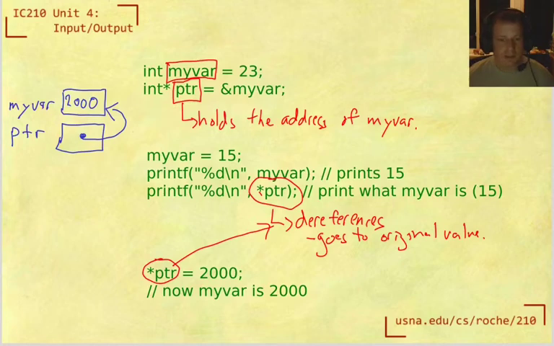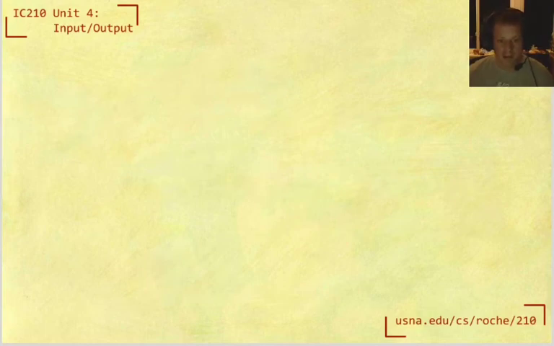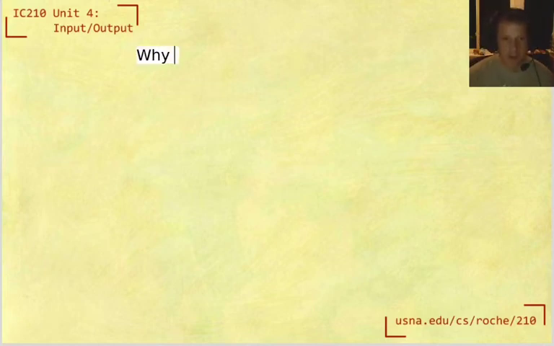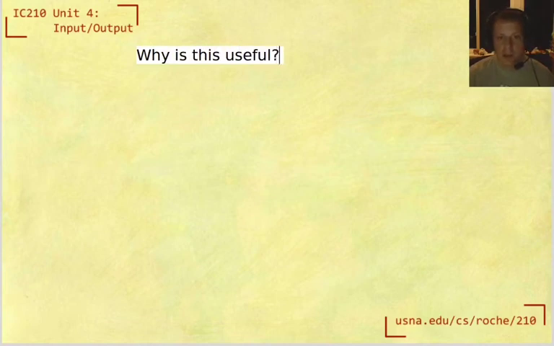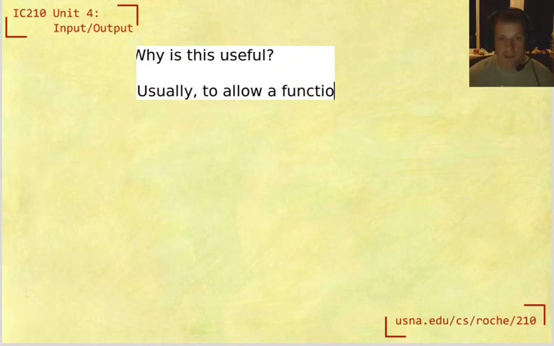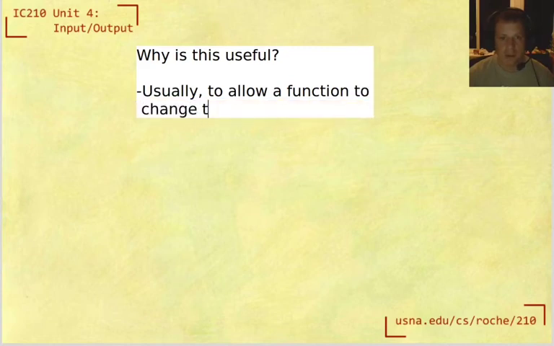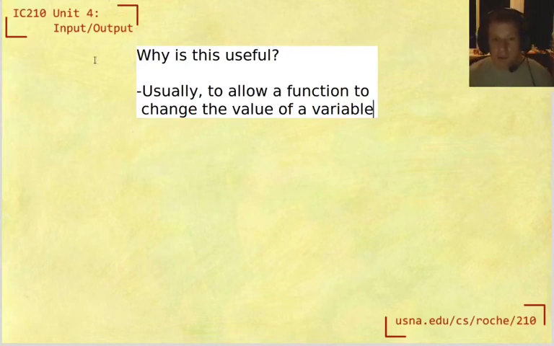Now the last thing I want to talk about here before we look at a real example is why would we ever want to do this? So this is some kind of powerful thing, seems maybe like it can be confusing. But the reason why we would want to use pointers is usually to allow a function to change the value of a variable. And so that's going to be the most useful thing that we see, that we use pointers when we're giving information to a function, and we want the function to change that value.